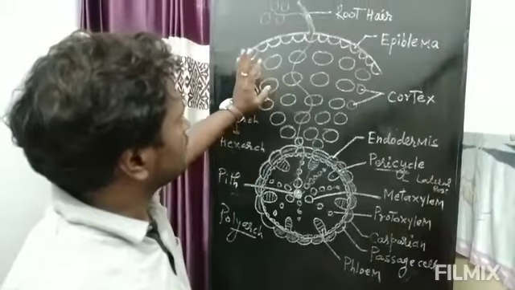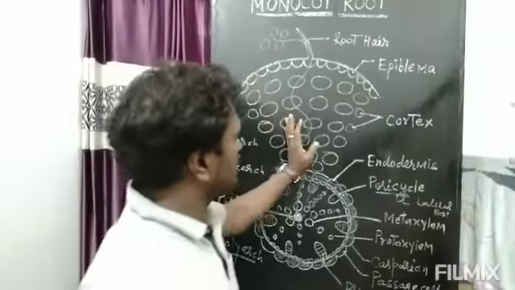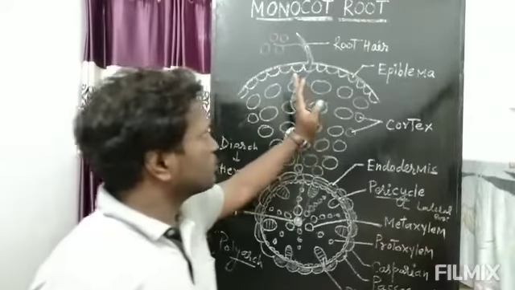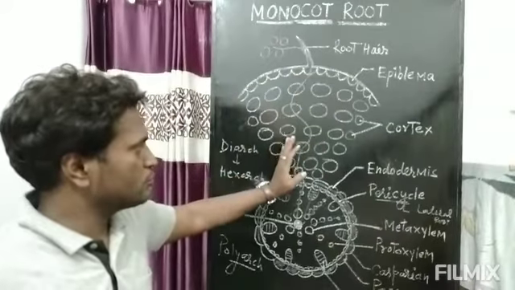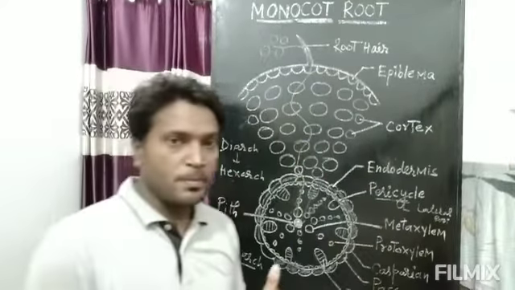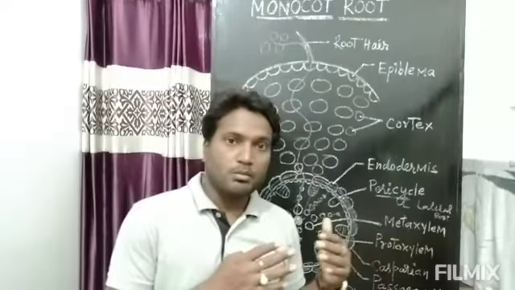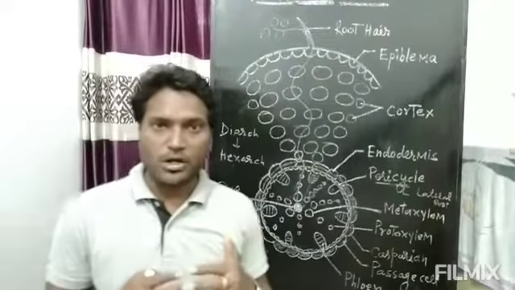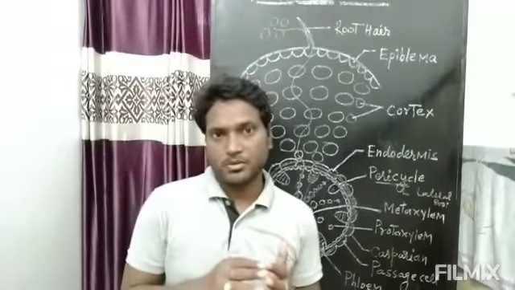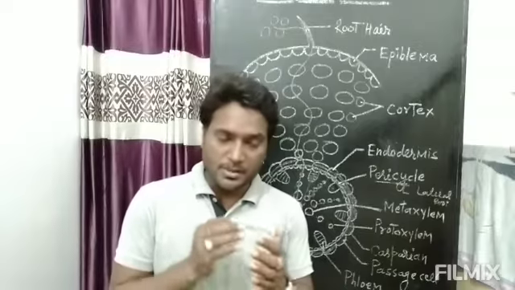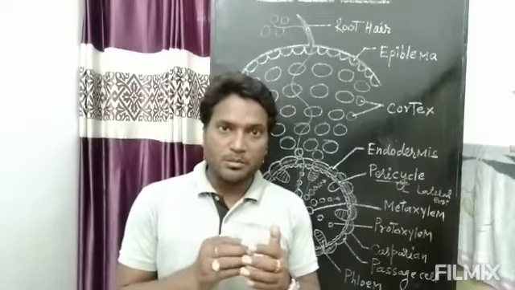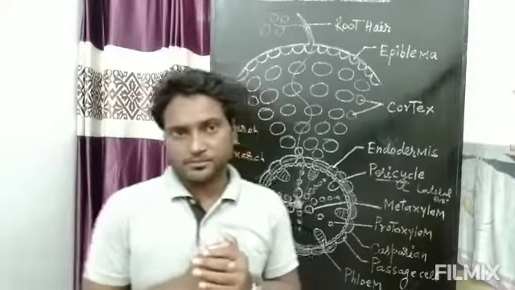Now, I think from this figure, structure of monocot root is very clear to you. Now, study both topics, dicot root and monocot root, and compare yourself. What is the difference? That difference will be put up against you as a question.